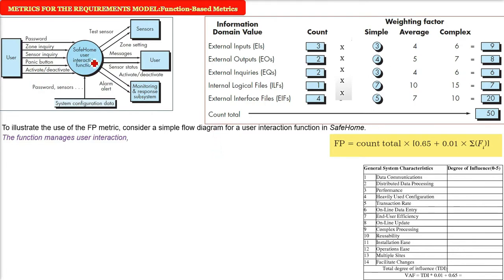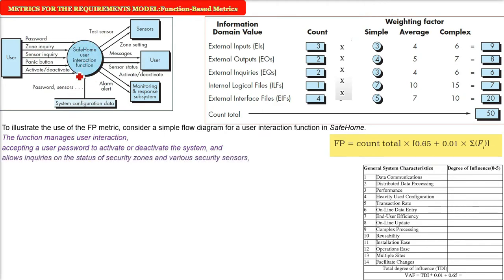What is the user interaction? For example, accepting a user password in order to activate or deactivate the system. This allows inquiries on the status of the security zones and the various security sensors, whether they are working or not, whether my parking is safe or not, whether my kitchen sensor is working, and then display of some prompting messages, also sending some appropriate control signal to various components of the security system. So these are the functions managing the user interaction.